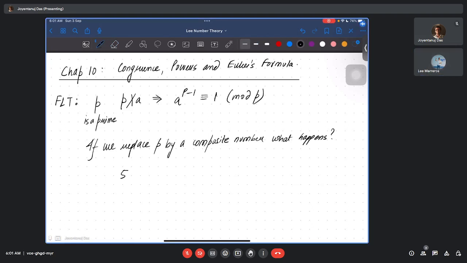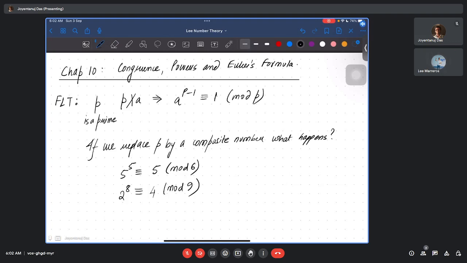So 5 power 5 is congruent to how much? If I take modulo 6, where I'm replacing P by the composite number 6, and I take 5 power 5, you can check that it is 5. So it is no longer 1. Similarly, one more example: 2 power 8 is congruent to 4 mod 9. Here 9 is again composite. So this formula is not true when P is a composite number.